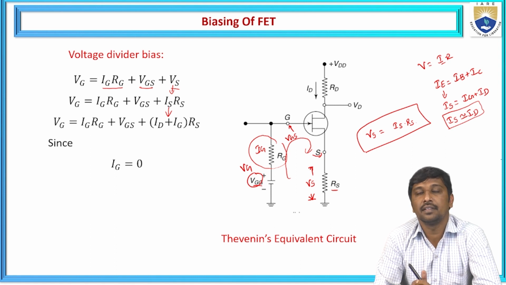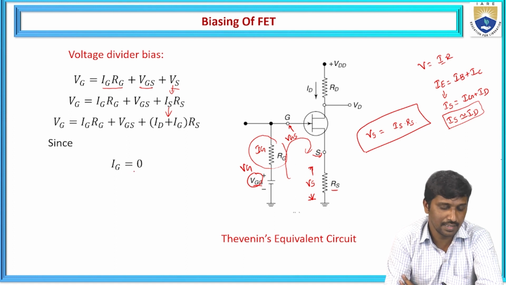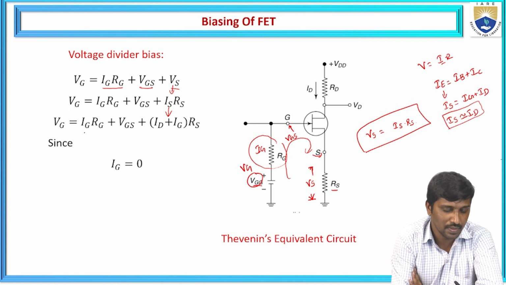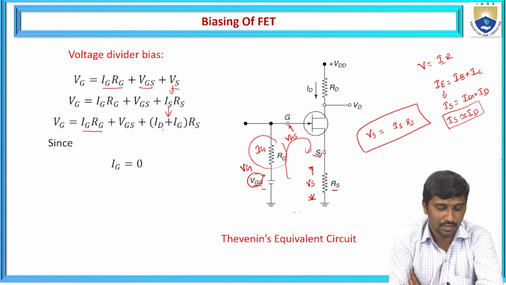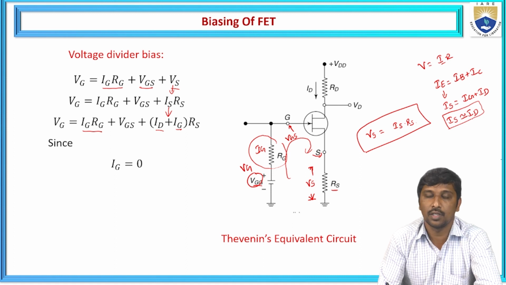From this JFET analysis, we know that the gate current is very small. Why? Because the gate is biased with reverse voltage. Hence, let us consider Ig is 0. If Ig is 0, then this term is replaced by 0 times Rg, so Ig is again 0, which means Is is approximately equal to Id. What we observe is that Is is approximately equal to Id.